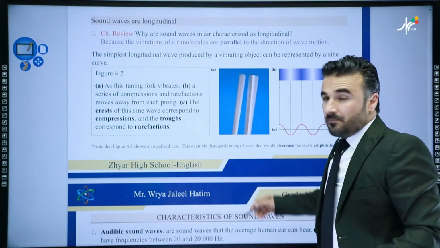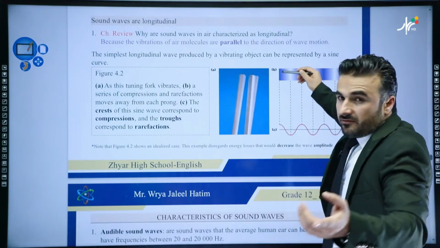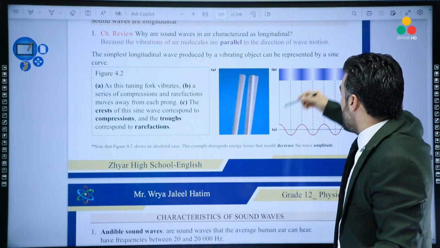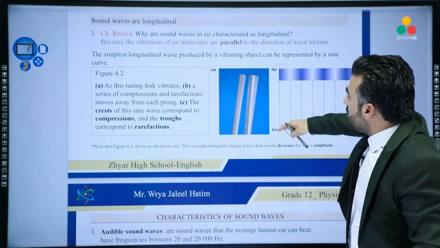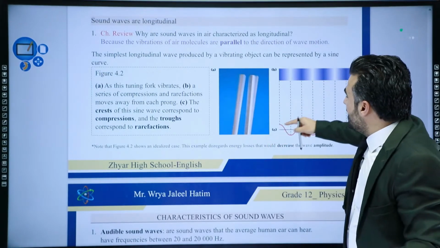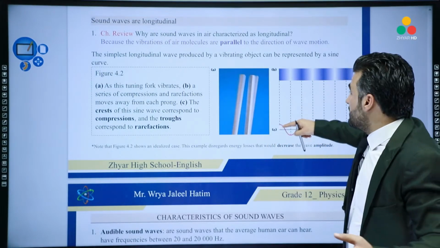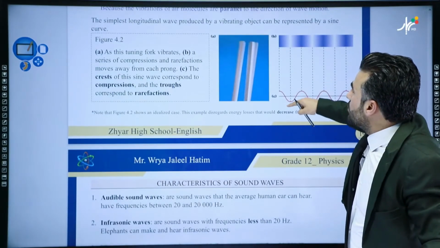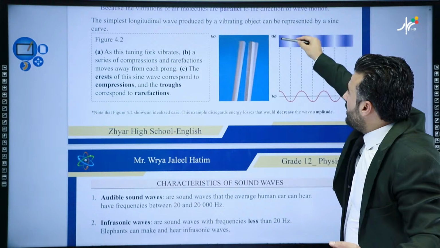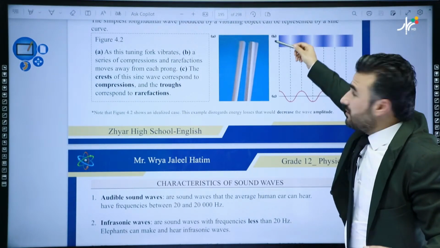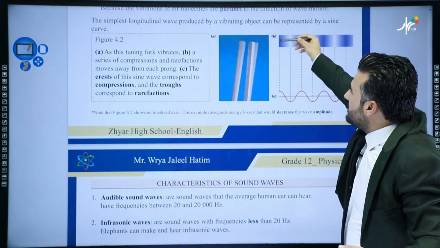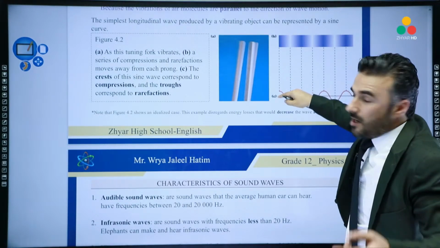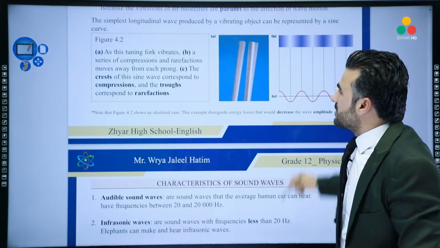So we said that this is basically a region of high pressure and density, that is compression, rarefaction, compression, rarefaction. We can represent each one of these compressions as a crest of a sine wave, and each one of these rarefactions as the trough of a sine wave. You can see here, this compression corresponds to the crest of a sine wave, and of course you can see the rest as well.